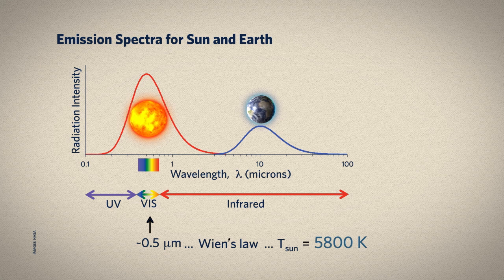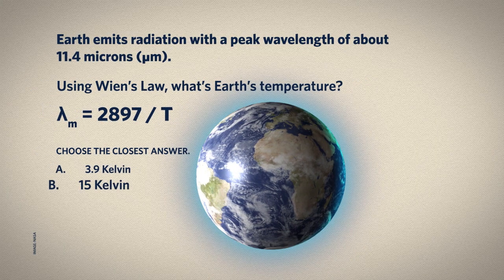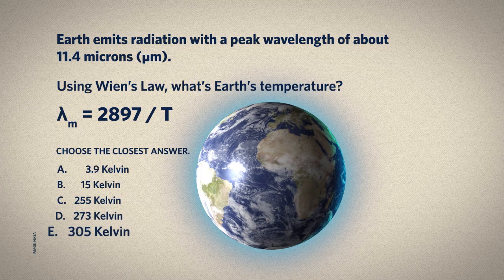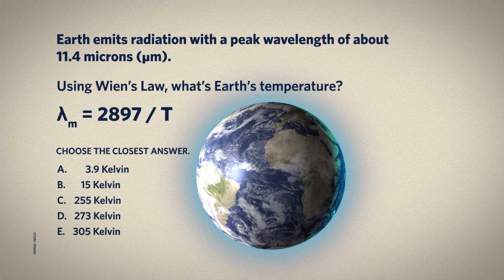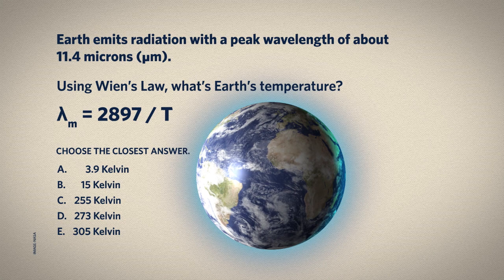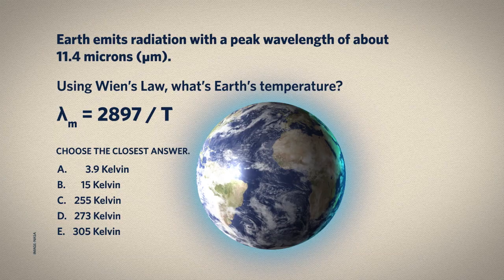So let's try a question about that. At the top of Earth's atmosphere, the planet emits infrared radiation at a peak wavelength of about 11.4 micrometers. What temperature does that correspond to? From Wien's law, we find out that the temperature at the top of Earth's atmosphere, where energy is radiating to space, is about 255 Kelvin, or choice C here, which is about the same as minus 18 degrees Celsius, or about 0 degrees Fahrenheit. It's pretty cold up there. So we've determined that the sun and Earth give off different types of energy, which is going to become important when we talk about the greenhouse effect.